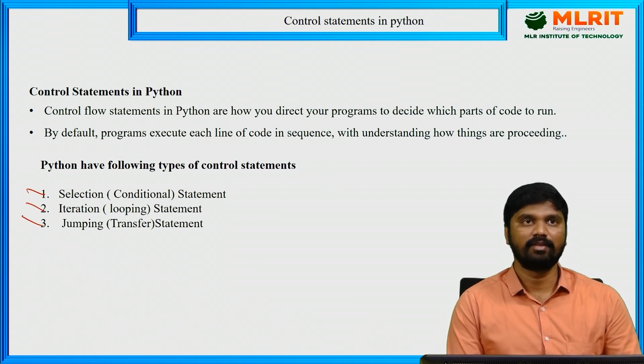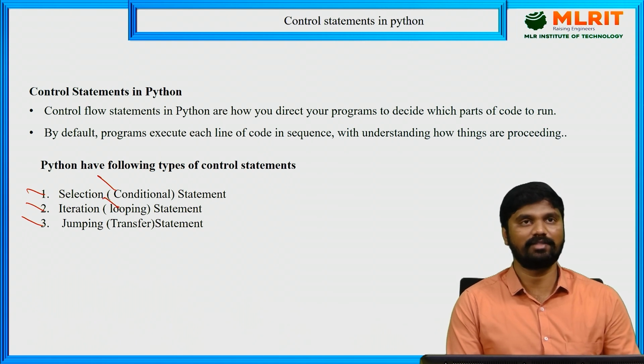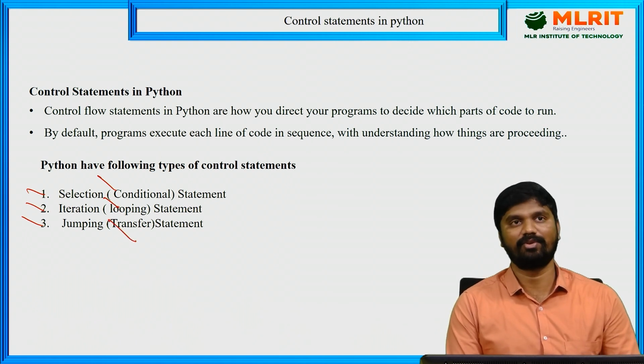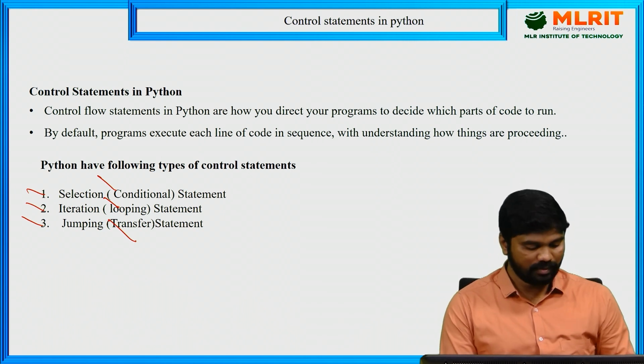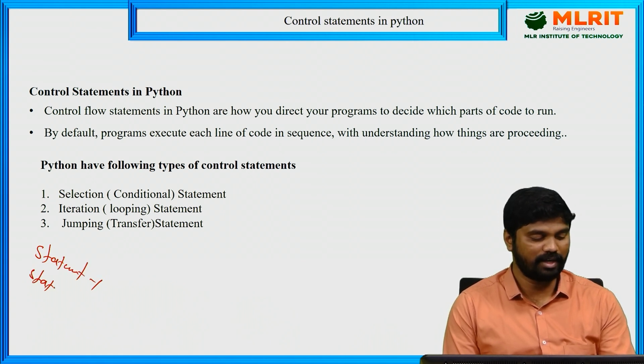Selection statement is also known as conditional statement. Iteration statement is also known as loop statements, and jump statements are also known as transfer statements. As we discussed, for more clarity, for example, if you take statement 2, statement 3.